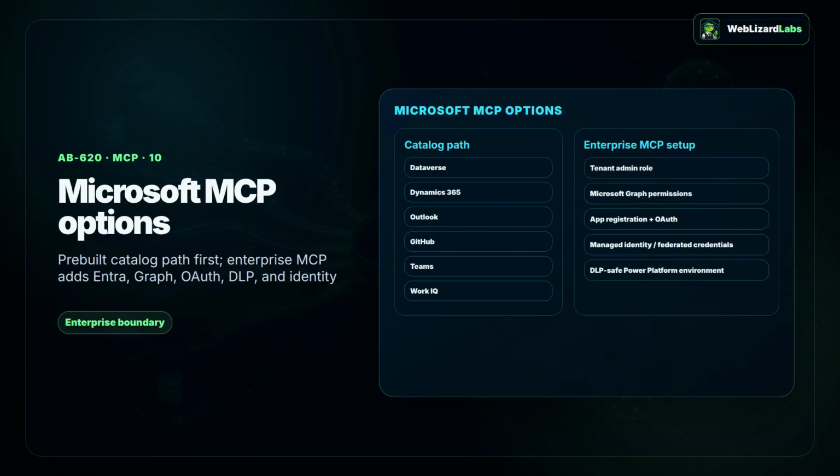For the Microsoft MCP Server for Enterprise, the pattern is even more governance-heavy. It enables agents to query enterprise data in a Microsoft Entra tenant by using natural language. Setup involves tenant admin roles, Microsoft Graph permissions, app registration, OAuth configuration, managed identity or federated credentials, and a Power Platform environment that is not blocked by DLP. The exam lesson is not to memorize every field. The lesson is that Enterprise MCP is a managed security boundary, not a casual paste-a-URL integration.